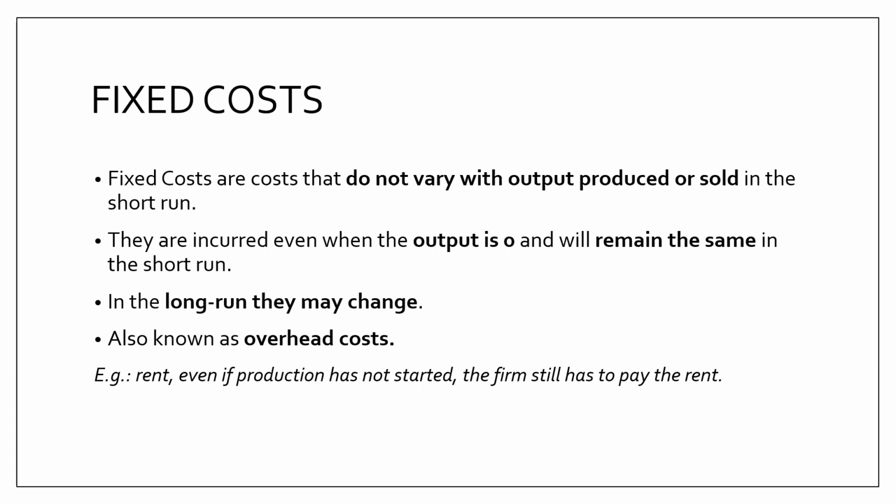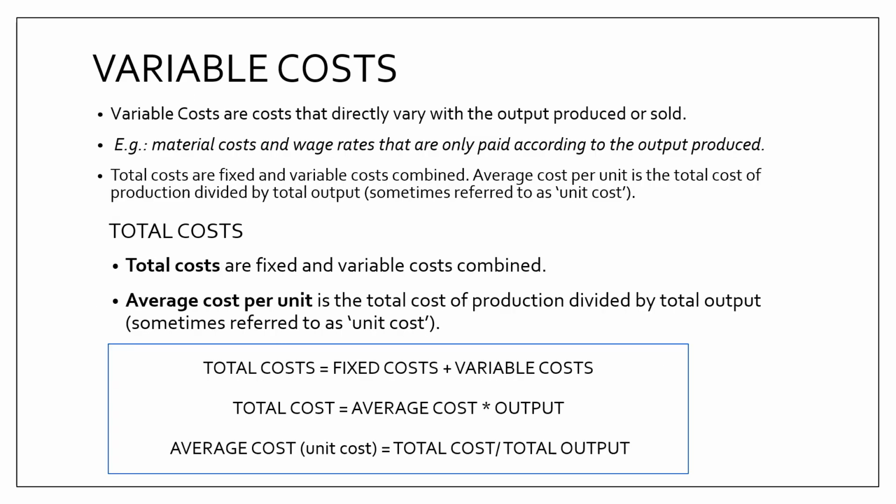It is also known as overhead costs. Example, rent. Even if the production has not started, the firm has to pay the rent. What are variable costs? Variable costs are costs that directly vary with the output produced or sold. For example, material costs and wage rates that are only paid according to the output produced.